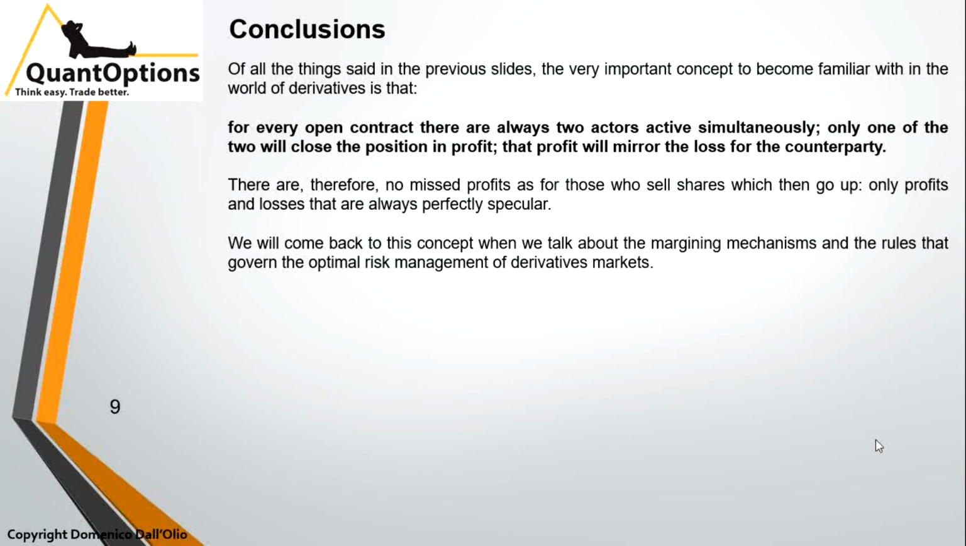In the field of derivatives, things are much different because in an open contract there are two counterparties, both active at the same time. So one is gaining money, the other one is losing money. And what someone gains is exactly the same amount someone else is losing. We will come back to this concept when we talk about the margining mechanisms and rules that govern the optimal risk management of derivatives markets. For now, that's all.